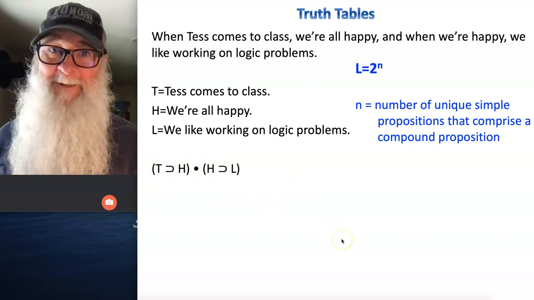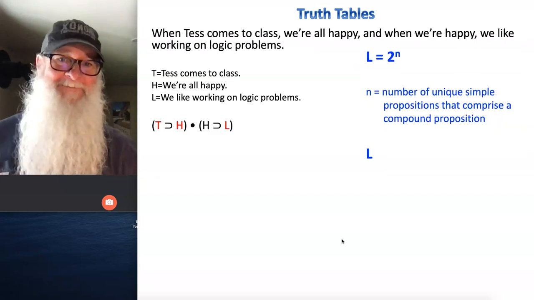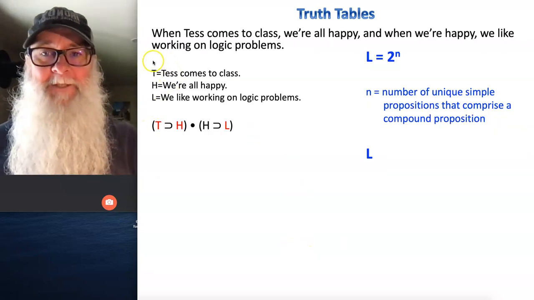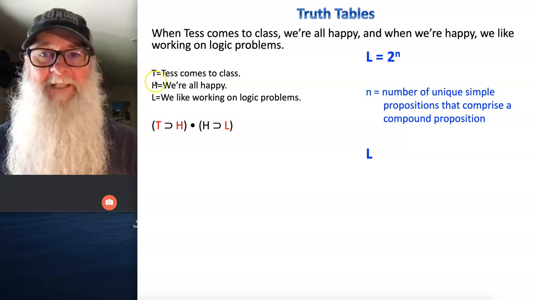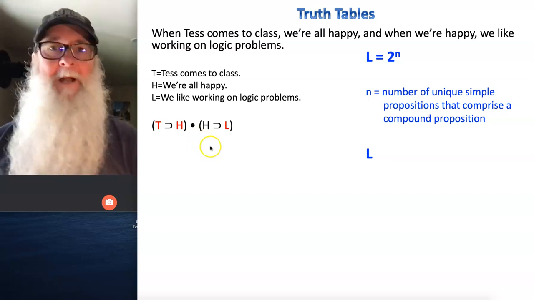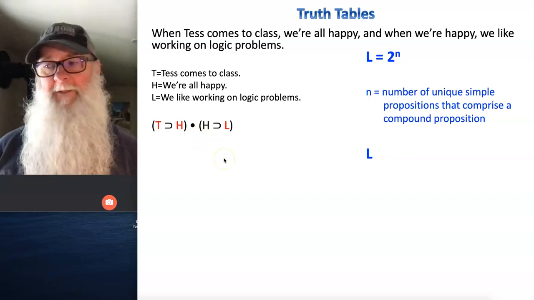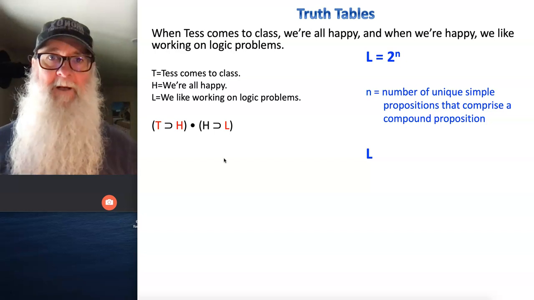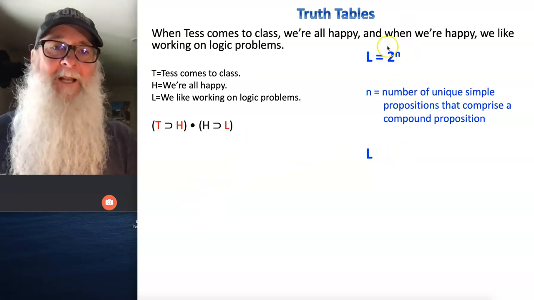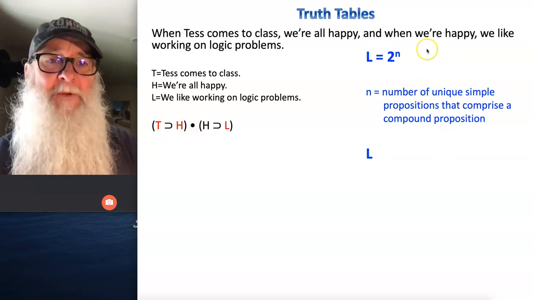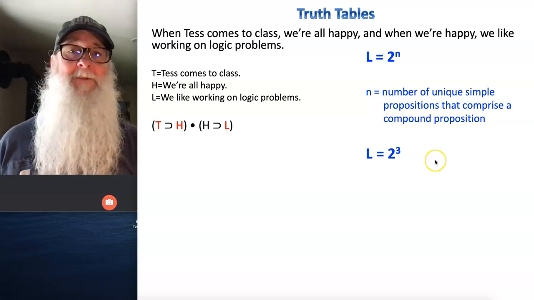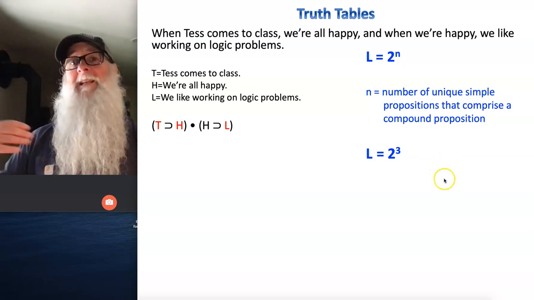So what's that number? Did you say 4? No, 3, right? The number of simple propositions that make up our compound proposition is 3. It's T, H, and L. H appears twice, but it's not a unique proposition each time it appears. It's just a repetition of the original proposition. Okay, so now what we do is we plug in the number of unique propositions, 3, into our n position, and that gets us L equals 2 to the third power. And then we calculate that.